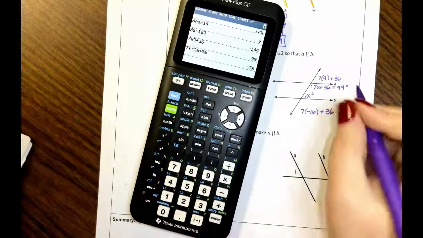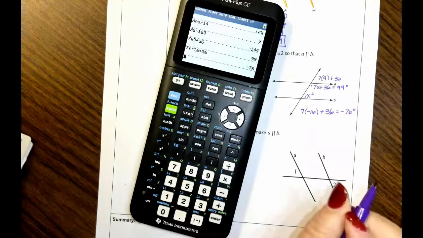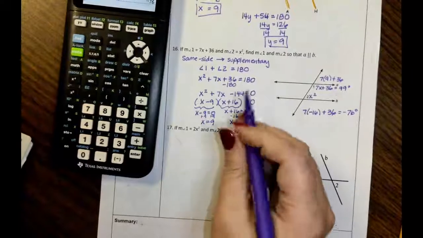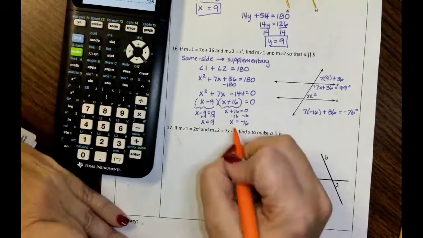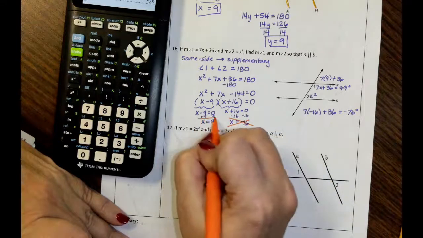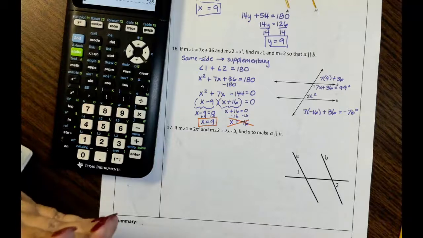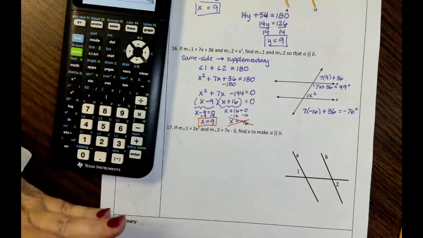Now in geometry, we don't have negative 76-degree angles. And so it doesn't matter whether x works in algebra or not. It doesn't work in geometry. And so we're going to throw that answer out, and we're only going to keep x is equal to 9. If both of them gave me positive answers, I would keep them both. But because they didn't, I'm not going to keep them both.